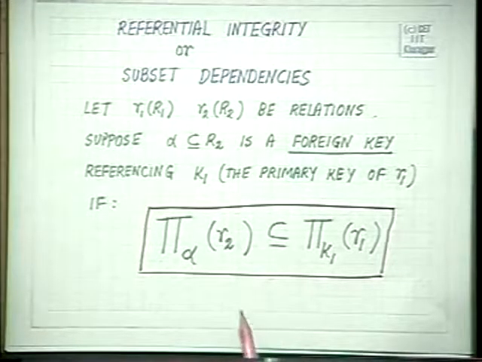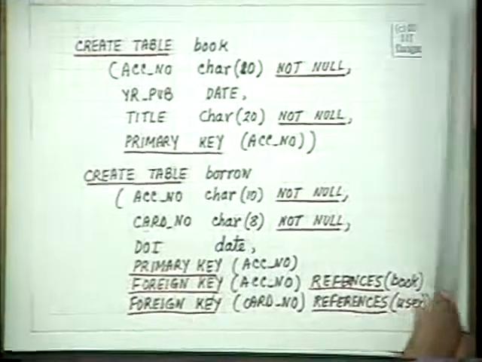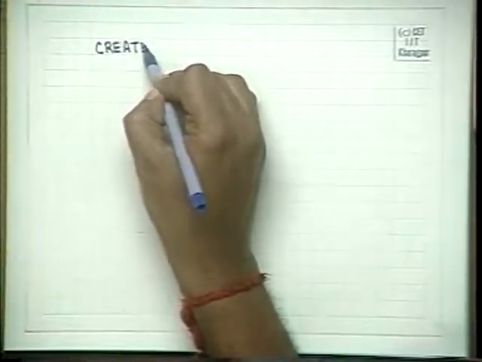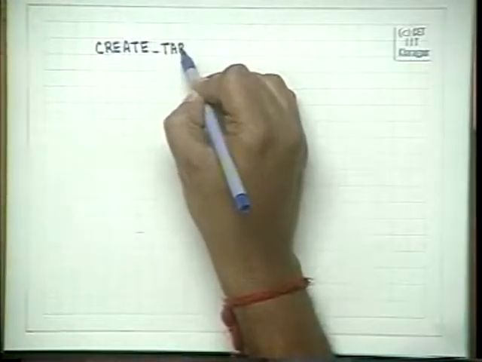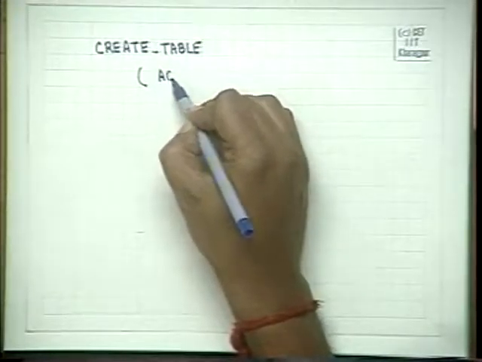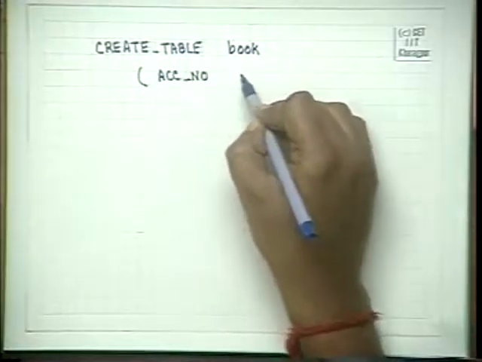Now, how is this to be checked? We will see very soon. Before that, we quickly see how SQL defines such constraints. In SQL, we saw we have the create table command. To create any table, we have seen in the previous day, we have the command create table book, with attribute and type.